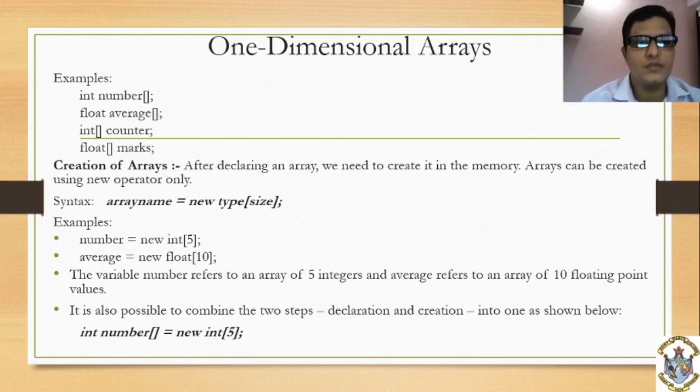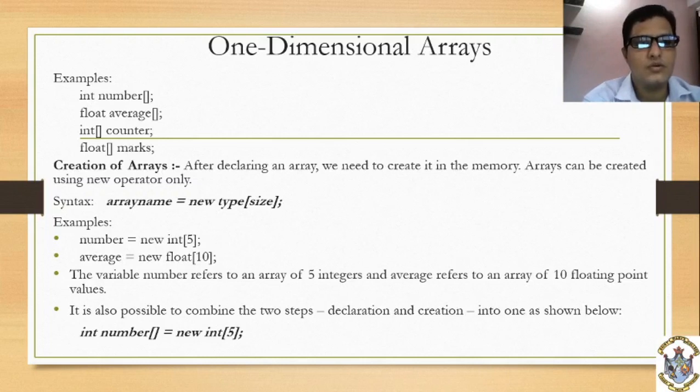For example, in the above example, we have declared int number, float average, int counter, float marks. Now I am creating them. Number is equal to new int of 5. Then what is the size of number? I can store 5 elements. Average is equal to new float of 10. Then what is the size of average? It is 10. You can store 5 integer values in number and 10 float values in average.